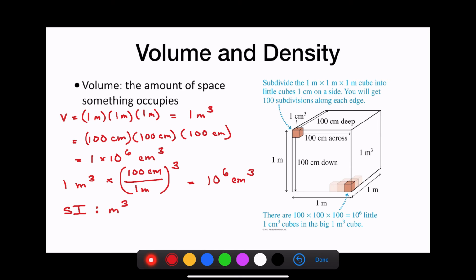You may also see milliliters used. 1 milliliter is a volume measurement, and that's equal to 1 centimeter cubed. That's a common volume unit that you'll run into. So make sure you write down that conversion somewhere.